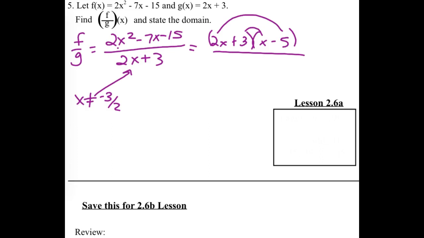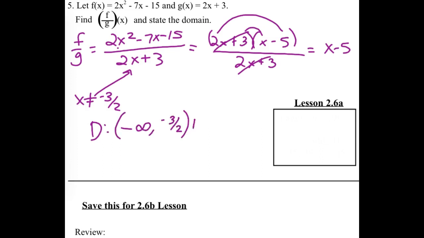Okay? So what's going to happen when I try to simplify this? Yeah, the 2x plus 3's cancel out. So my final answer is x minus 5. But I still have the domain restriction of negative 3/2. Okay? So my domain here, I start at negative infinity, I go up to negative 3/2, and I jump over it. And continue on to positive infinity. Okay?